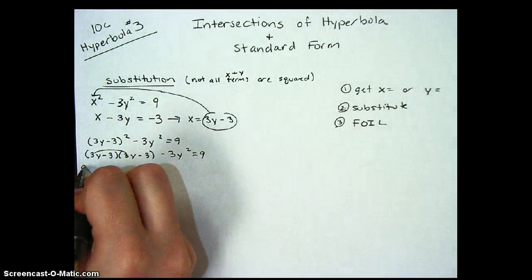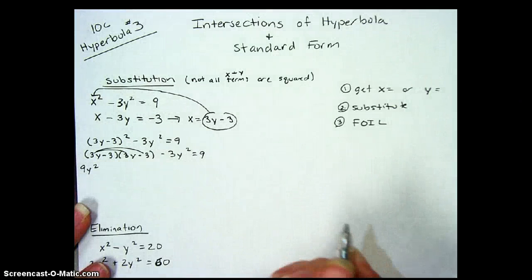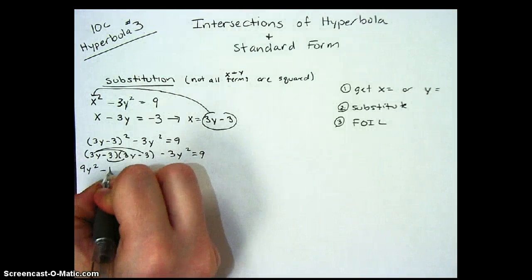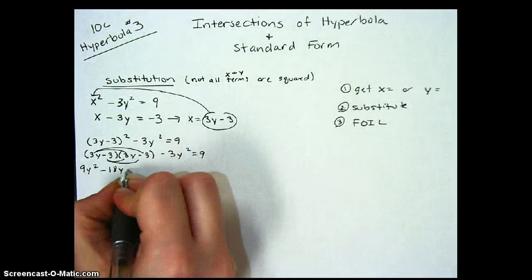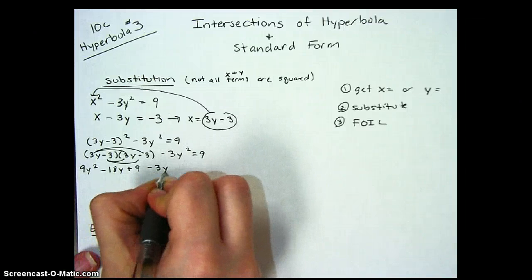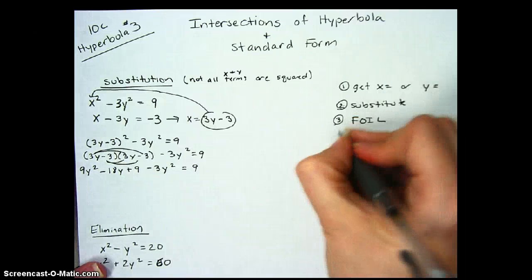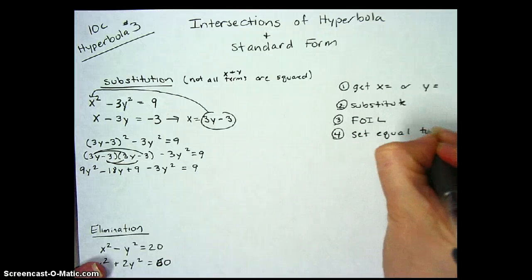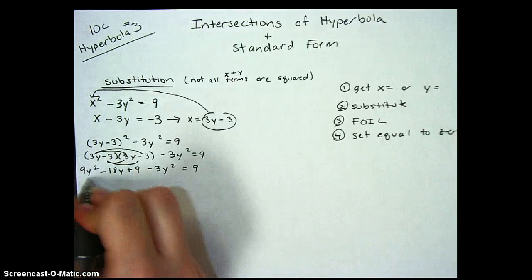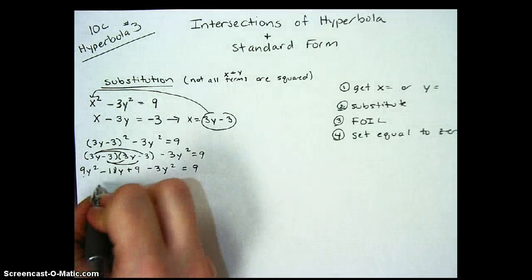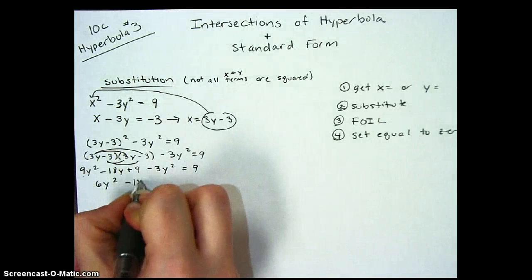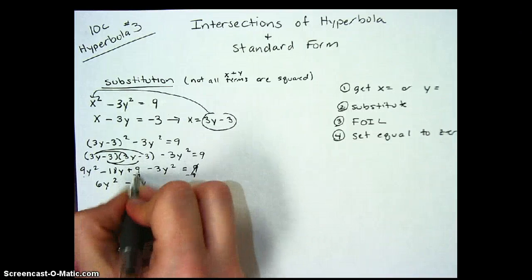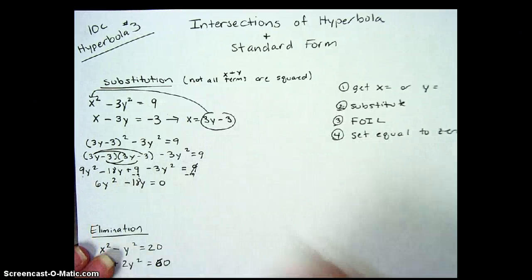So we're going to have 9y squared. Then here we have a minus 9y. And then another minus 9y for my inside, so 2 minus 9y's would be minus 18y, and then negative 3 times negative 3 would be plus 9, minus 3y squared equals 9. Step 4 is to set equal to 0. So we're going to combine like terms as well. 9y squared minus 3y squared is 6y squared minus 18y. And then if we subtract the 9 over from this side to set it equal to 0, those 9's cancel out, so then we're just left with equals 0.